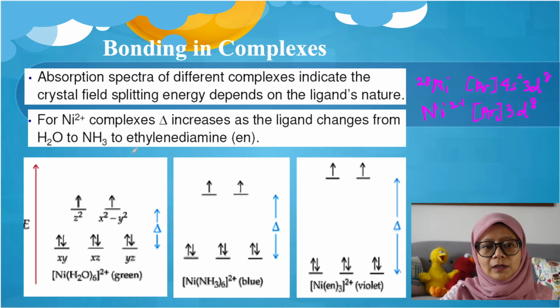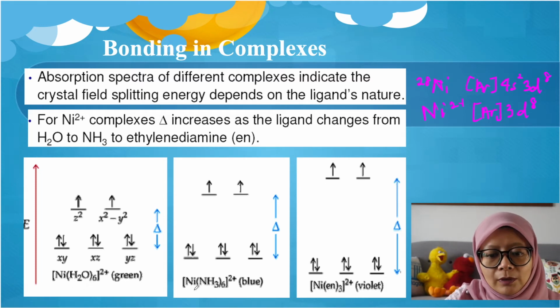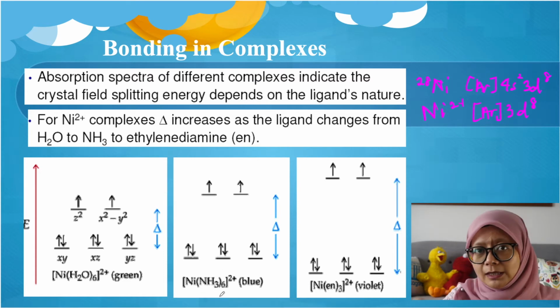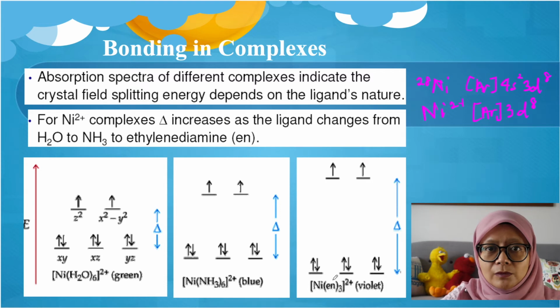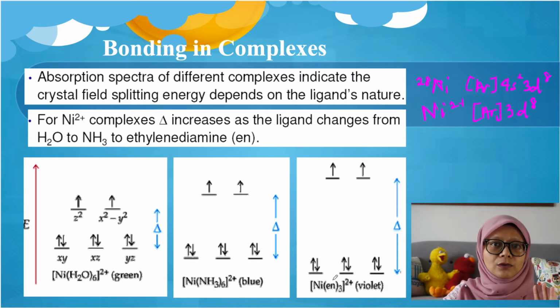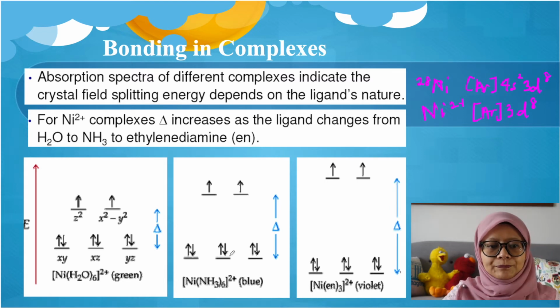We have three types of ligand. First one is water, a weak field ligand. We have ammonia, which is intermediate between weak and strong. And last but not least, we have ethylenediamine, an example of a strong ligand. So what happened here? From weak to strong ligand, you will have a difference in terms of the delta.